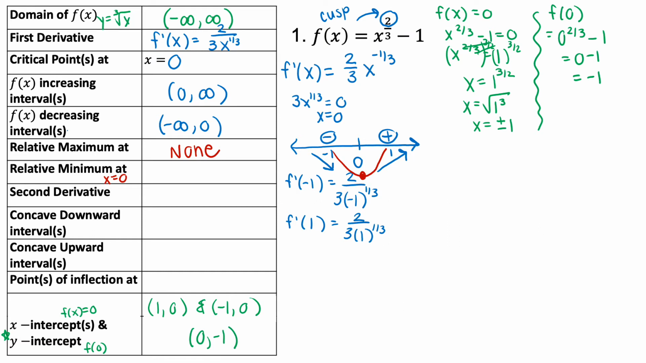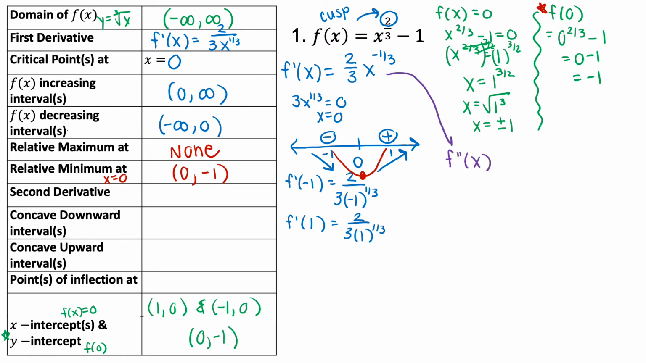Remember, we want to write that as a point. So to find the y value, we would plug that into our original function, which we actually already did. We have the point 0, -1. Now that's everything we can do with our first derivative. So now we want to actually jump over to our second derivative, f double prime of x.